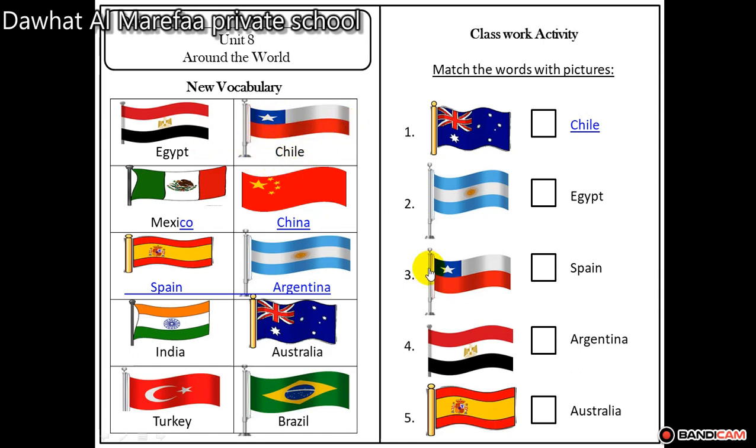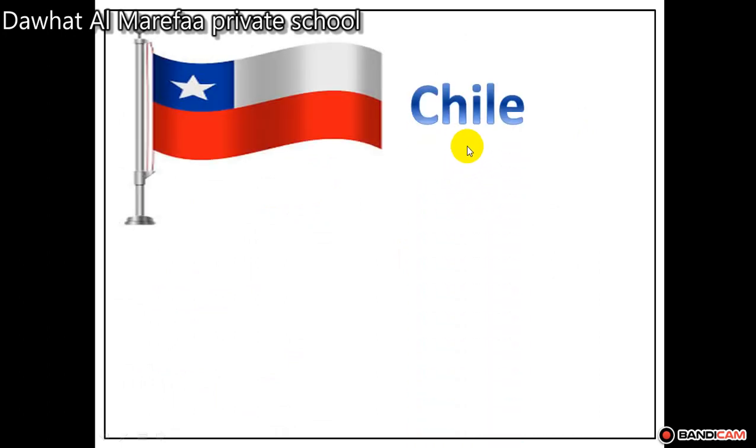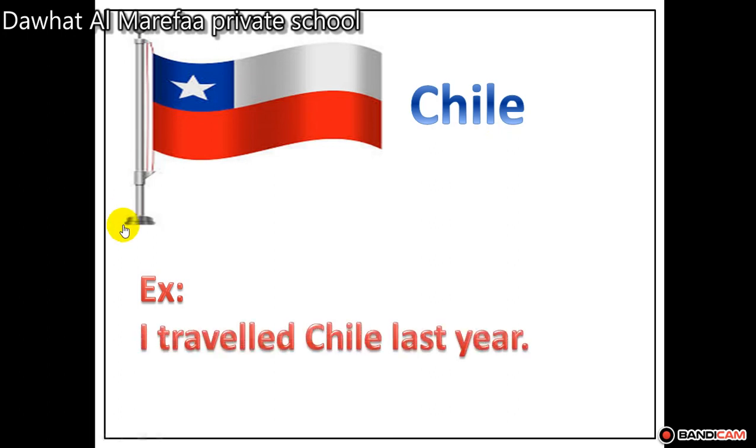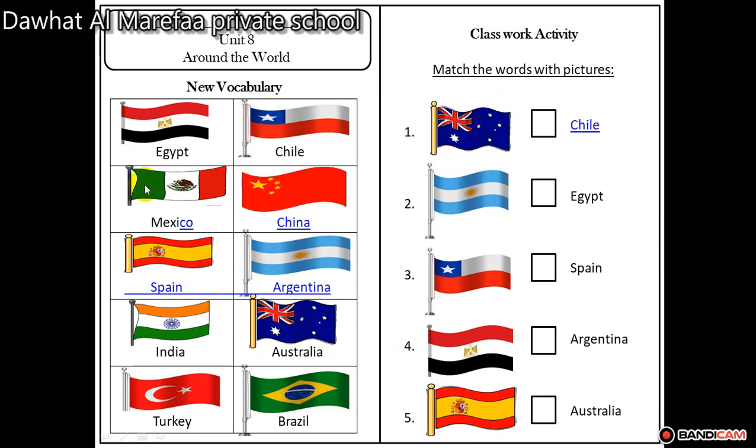Number two, what is this country? This is Chile. Chile, Medina fi America al Ganubiya. Let's see an example for this. I traveled to Chile last year. Traveled yani safert, Chile, country Chile, last year. It's العام الماضي. Okay, guys?